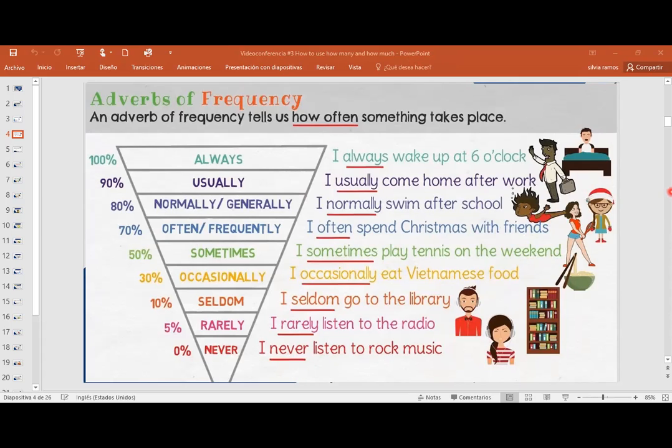Can you repeat the pronunciation for rarely? I don't know. I can't pronounce. Rarely. Rarely. Rarely. Okay. Exactly. But it's a new word. Es una palabra nueva, así que no se preocupe. Le va a costar bastante. Rarely.